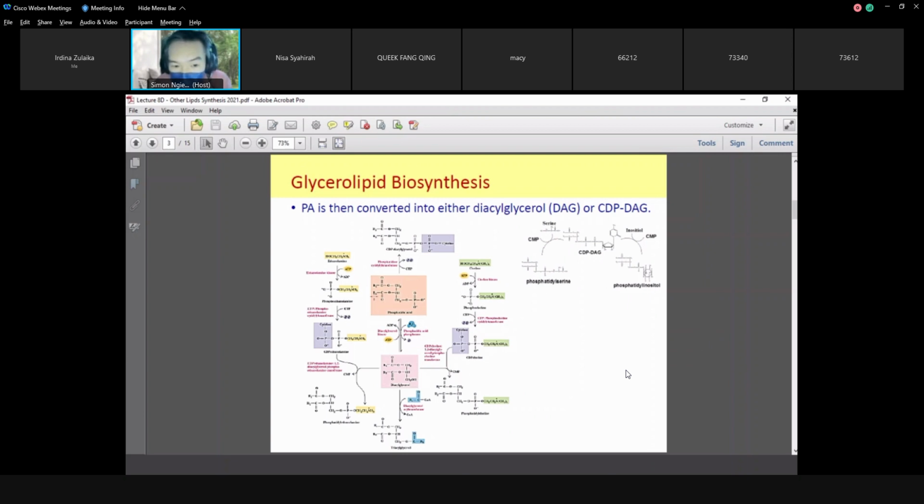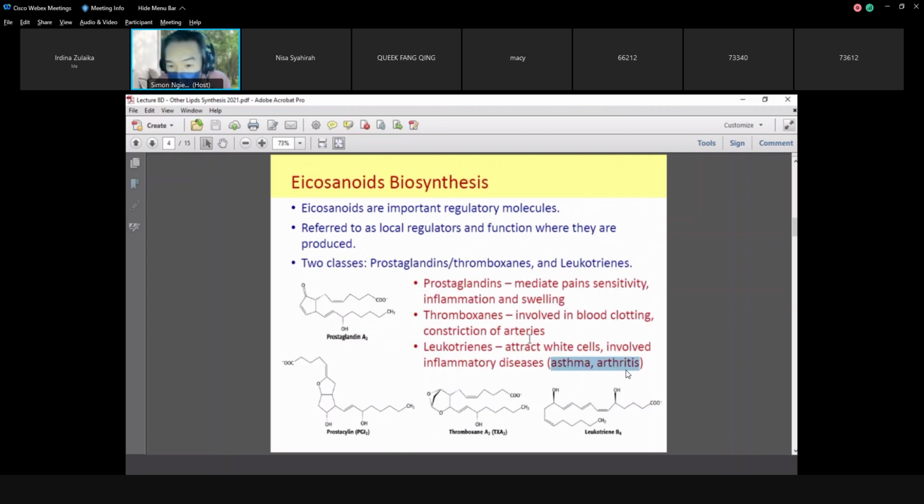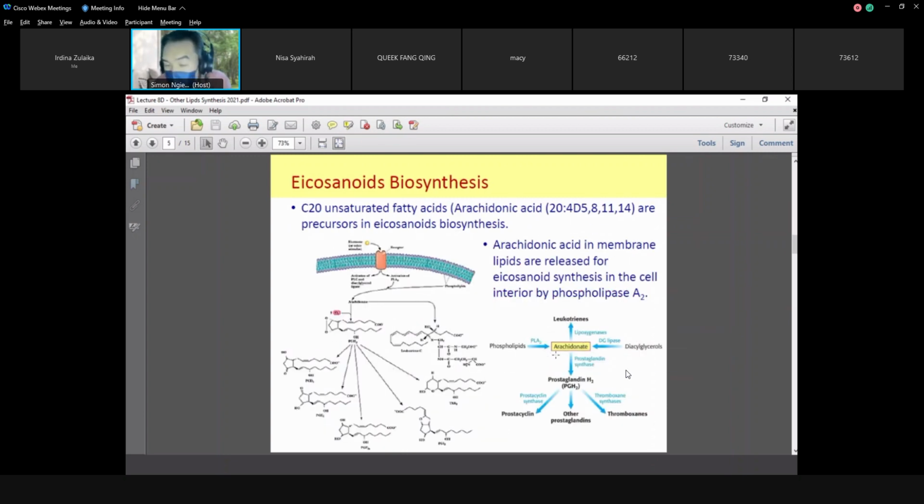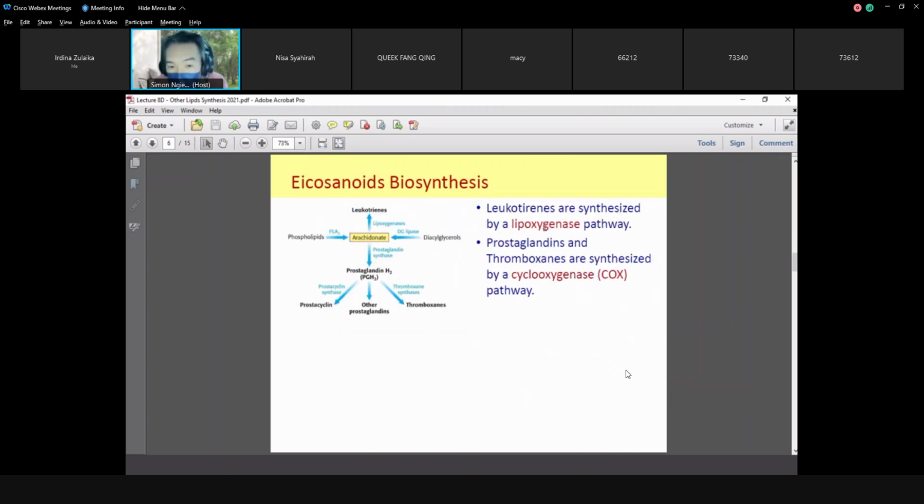Okay, so once you have this produced as a product, it can also be used further for production of arachidonic acid, which can be used further for production of your eicosanoids, including this one. We are not going to look into the specific pathway because it is a different, complicated pathway as well. Just bear in mind that leukotriene is produced via the lipoxygenase pathway, whereas prostaglandin and thromboxanes are produced via the cyclooxygenase pathway.